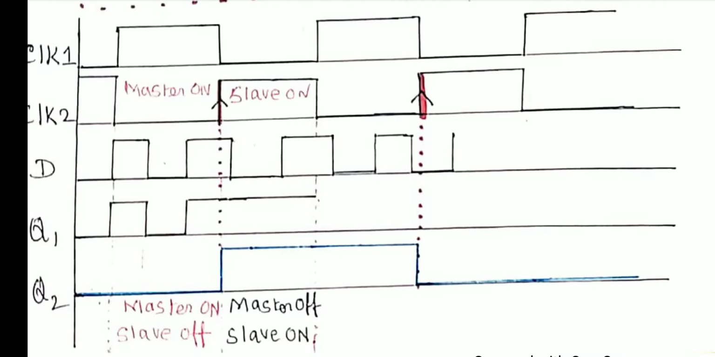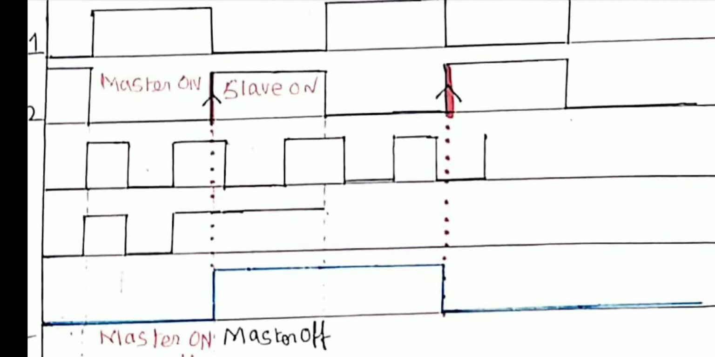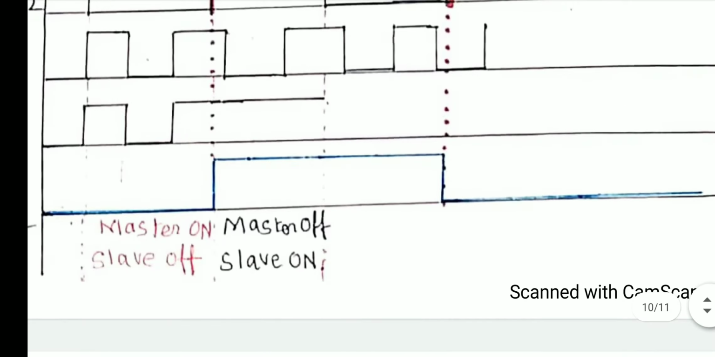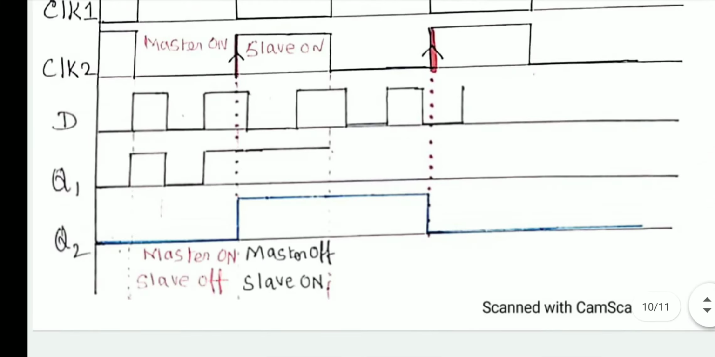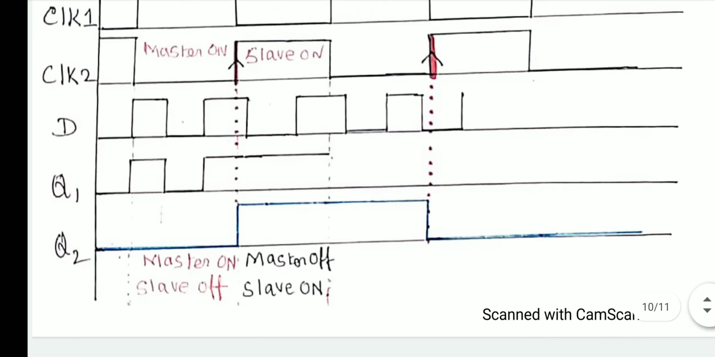So when you look at this diagram, we understand that only when the master is off and the slave is on does the circuit respond. That is nothing but the positive edge. Master off, slave on. During this time only, Q2 changes its output. Hence it is an edge triggered flip-flop.